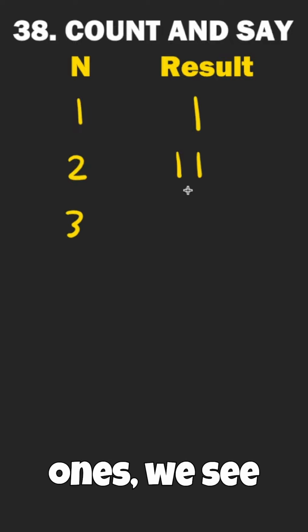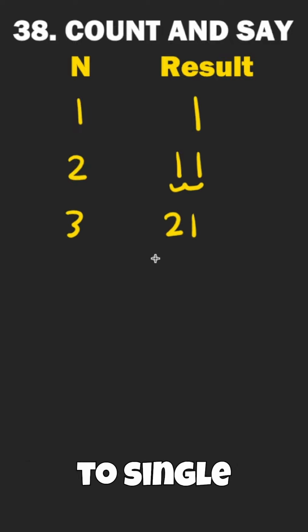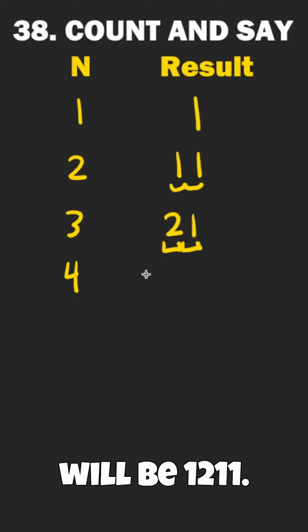For the next value, when we count the ones, we see there are 2, so we write 2, 1. Now we're back to single counts, however we have 2 digits here. The result will be 1, 2, 1, 1.